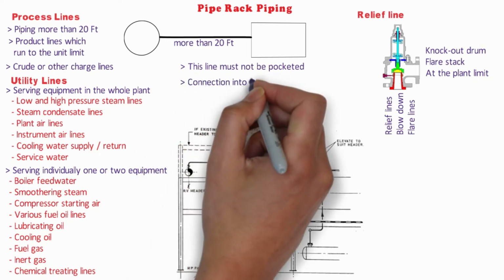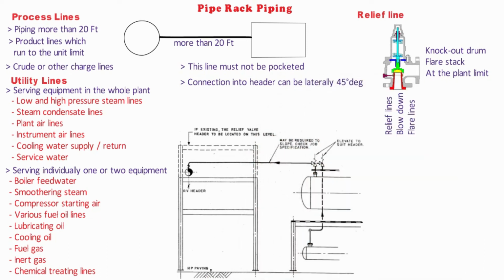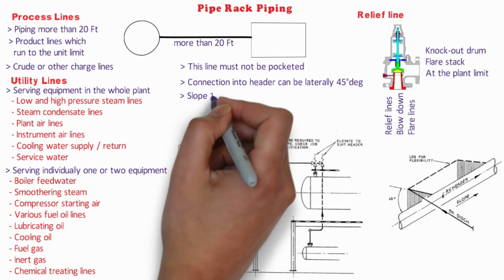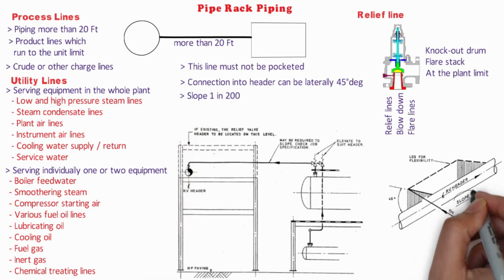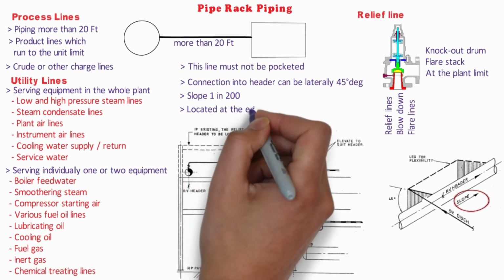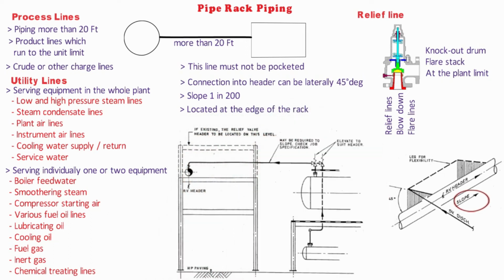Connecting into the header can be laterally at 45 degrees if pressure drop is critical within the system. Relief header line should have a slope of 1:200 in the direction of the discharge. It will be located at the edge of the rack to accommodate any flat expansion loop requirement based on its length and temperature.